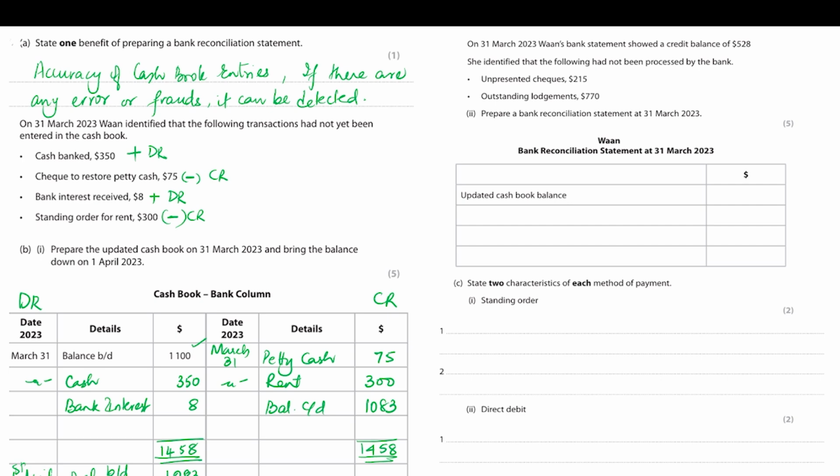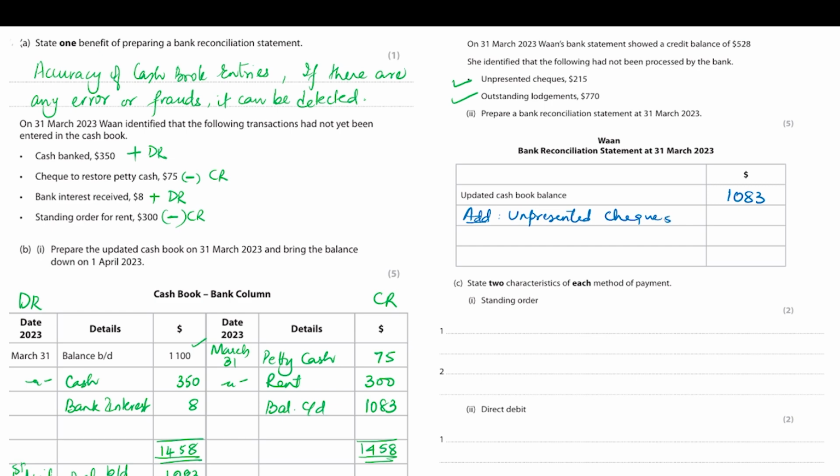Now with this we will proceed to make the bank reconciliation statement. We know that we just have to record the unpresented checks and outstanding lodgement, these two things. Let's do that. Updated cash book balance, we have 1,083 and it is a debit balance. So 1,083. And then we will add unpresented checks.